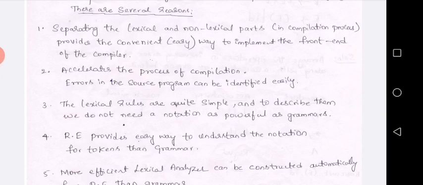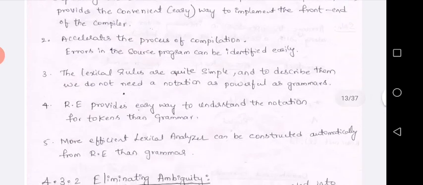separating the lexical and non-lexical parts in the compilation process provides a convenient, easy way to implement the front end of the compiler. If you are using the regular expression, we can categorize which are considered the non-lexical part and which should be considered the lexical part. That is one advantage of using regular expression over context-free grammar. So it accelerates the process of compilation.